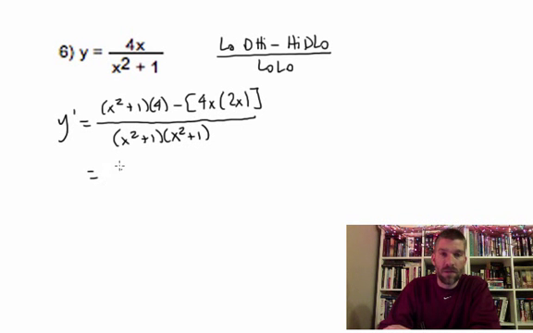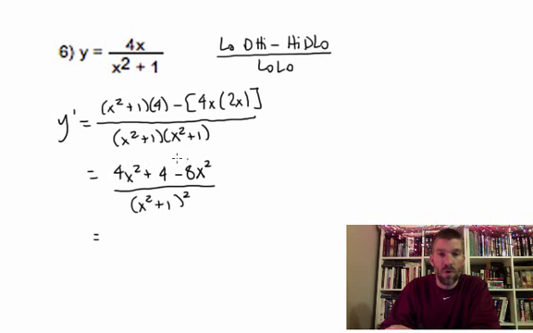So clean up the top now. We're going to have 4x squared plus 4 minus 8x squared over x squared plus 1 squared. And one more step on the top and we'll be done. Go ahead and combine together the things that have the same variables and exponents. So 4x squared minus 8x squared. So negative 4x squared plus 4 over x squared plus 1 squared.